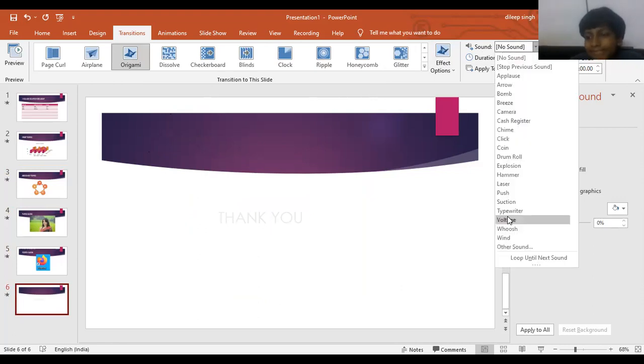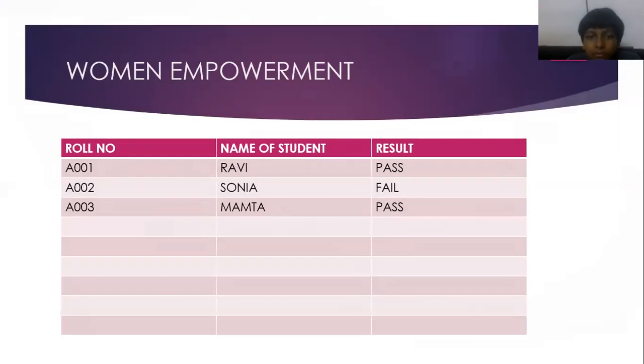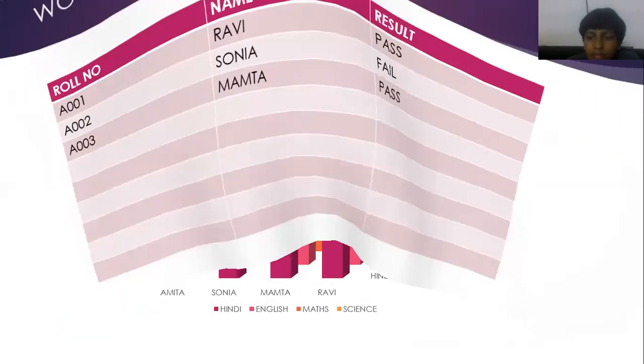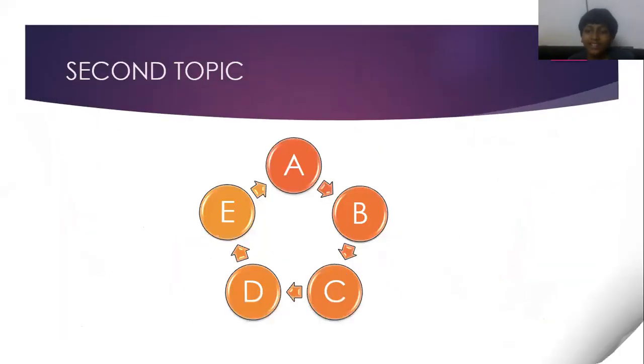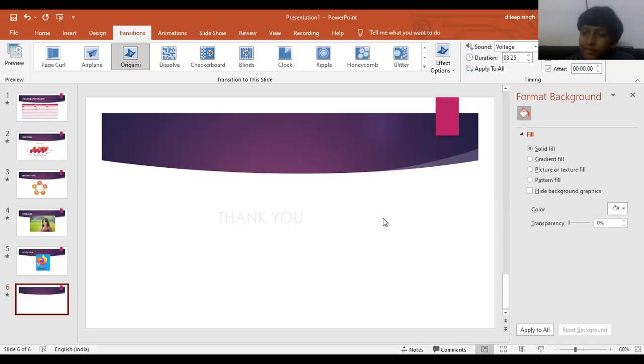And when you run the slide show, it will show the effect and sound as well. Just click. You will observe the sound. Just see there. Different sounds are attached with the slide change. These are the effects by which we make our presentation attractive. Just do all the process.